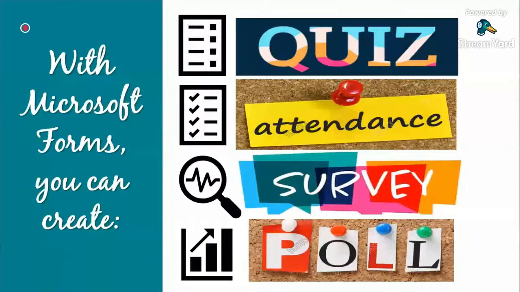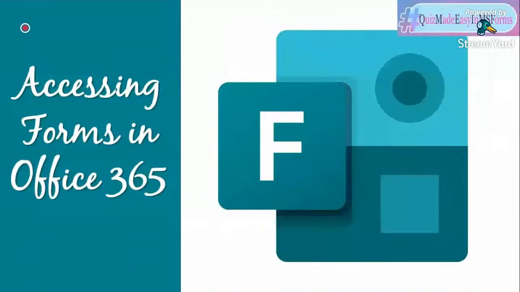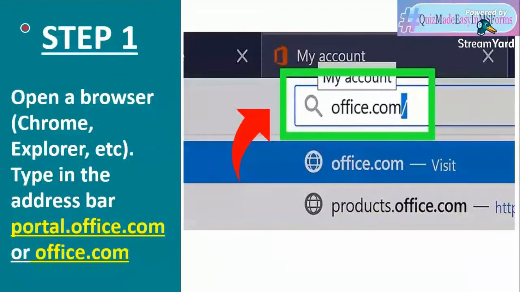Now, access Forms in Office 365. Okay, there are steps here. First thing first, you're going to open a browser and type portal.office.com or office.com. Okay, you can do that while I'm making the steps. Yes, you can do that. Open a browser, any browser available, Chrome, Explorer, etc. So you type it in the address bar, portal.office.com or office.com. Okay, so that's step one.